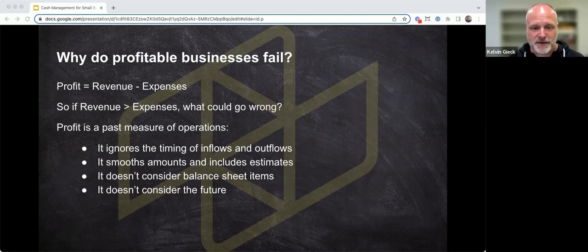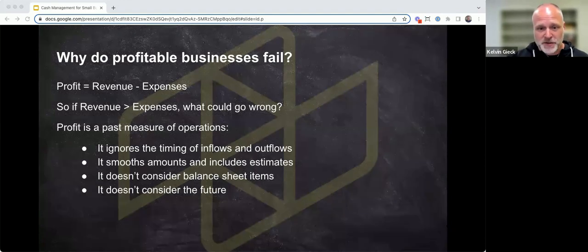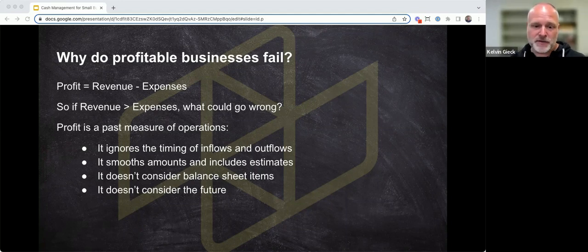You also have to keep in mind that profit is a measure of operations. And because of that, on an accounting basis, it doesn't include real world cash payments, like say principal repayments on debt. And that's because repayments on debt are actually a financing activity and they really take place on the balance sheet. And so the profit and loss doesn't actually contain all cash flow information. And of course, because profit is actually a past measure, meaning it only looks at accounting data that occurred in the past, it doesn't consider anything that's going to happen in the future.